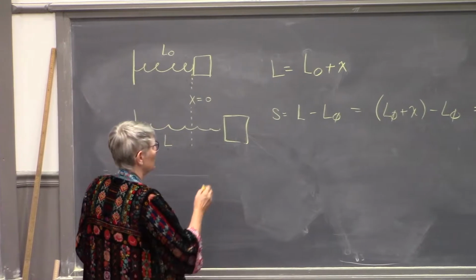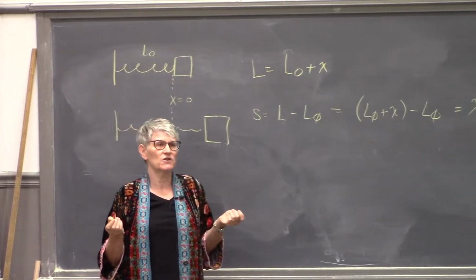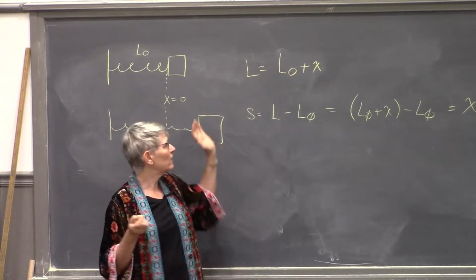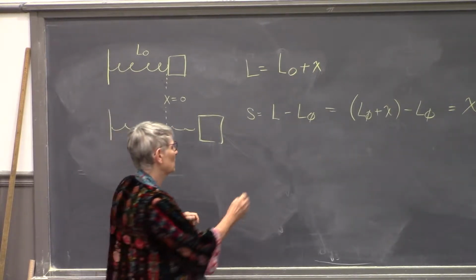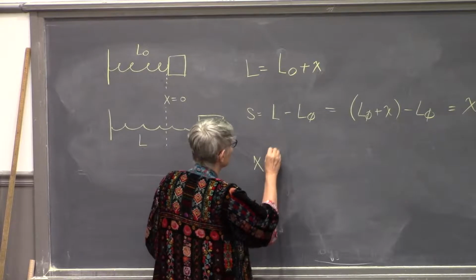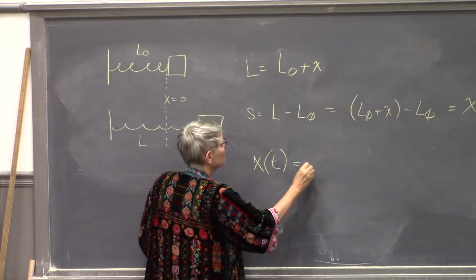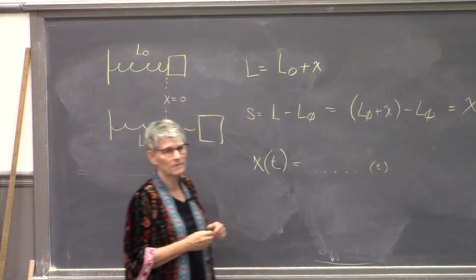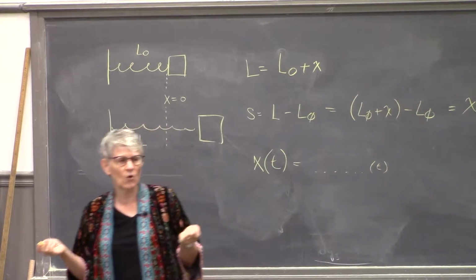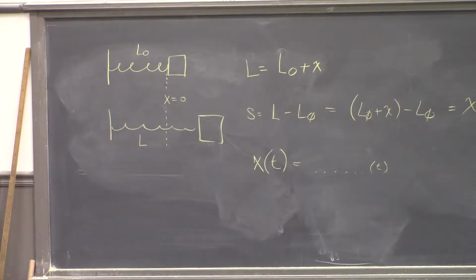And what we're looking for is some expression that tells us where the mass attached to the spring is going to be as a function of time. So we're looking for some solution that says x of t is some function of t. Okay, so that's our goal, to get there from the momentum principle.